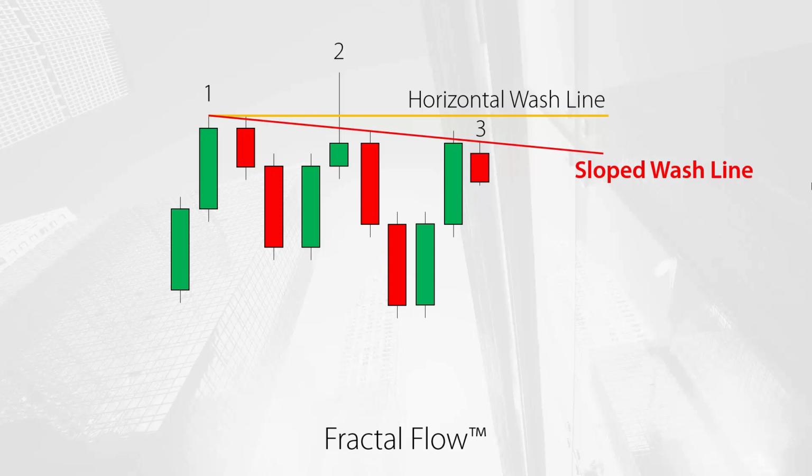In the candle after number 3, observe that price touches the sloped wash line once again with its upper tail. An experienced trader would use that third touch to get in a short position in an almost perfect location, as you can see, but you can also enter at the open of the next candle, for example.